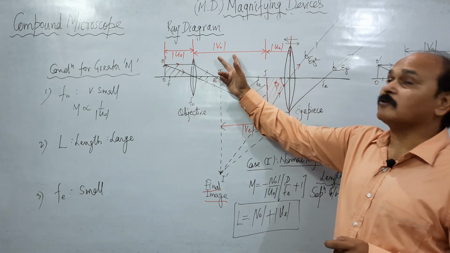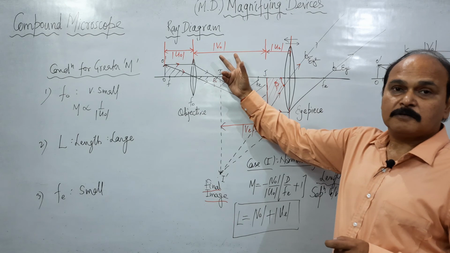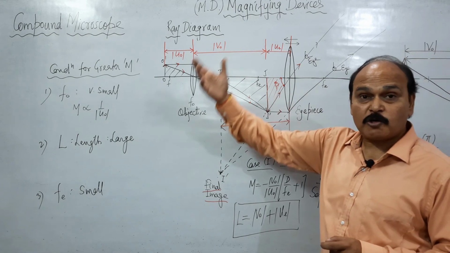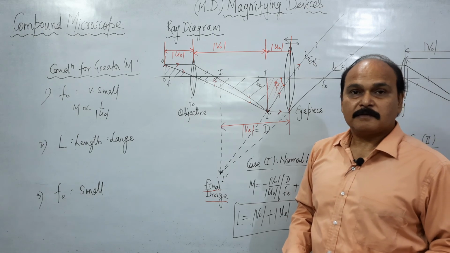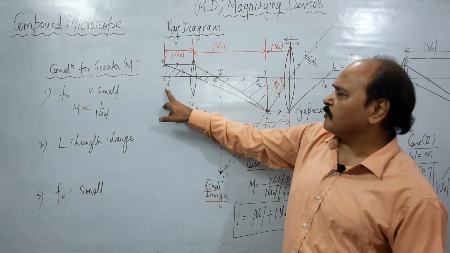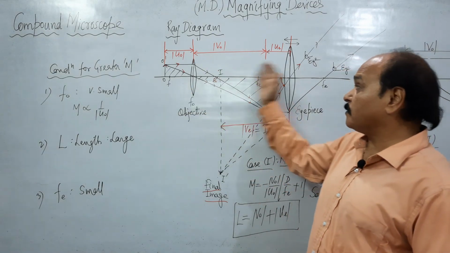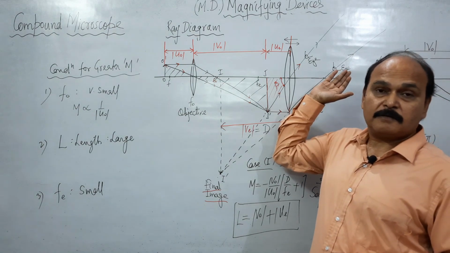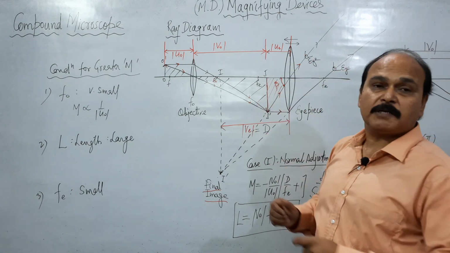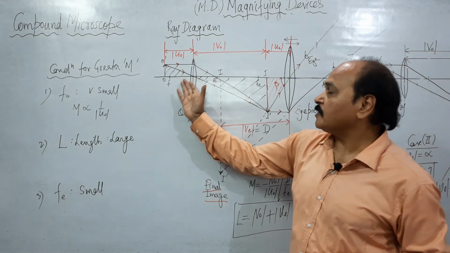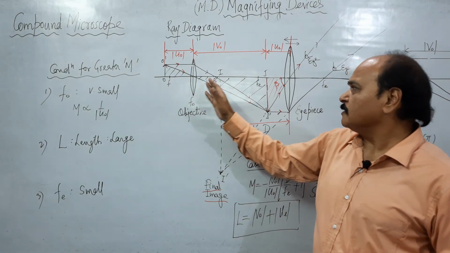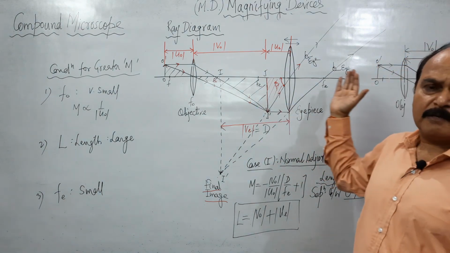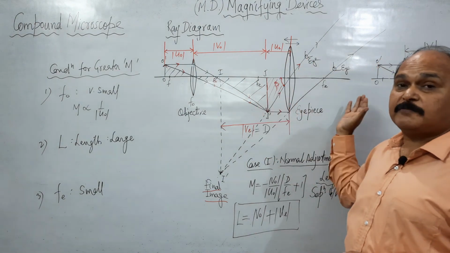But what about V naught? V naught can have maximum value as what? Infinity. When the object is placed at focus, image is formed at infinity. But that is practically not possible. We place the object outside the focus, and when we place the object just outside the focus, the image is formed far away, if not at infinity, but still it is very, very far away.